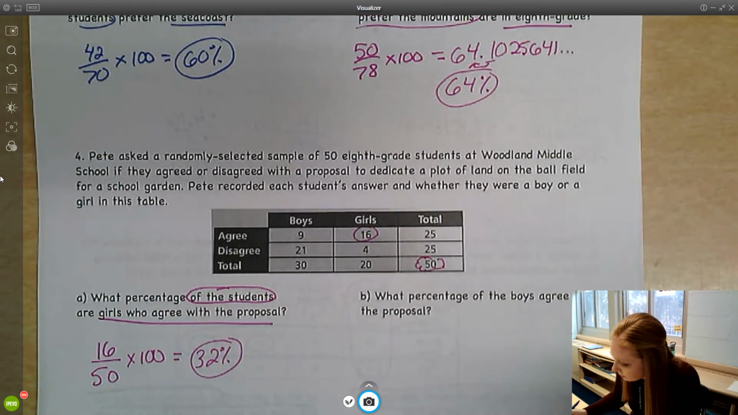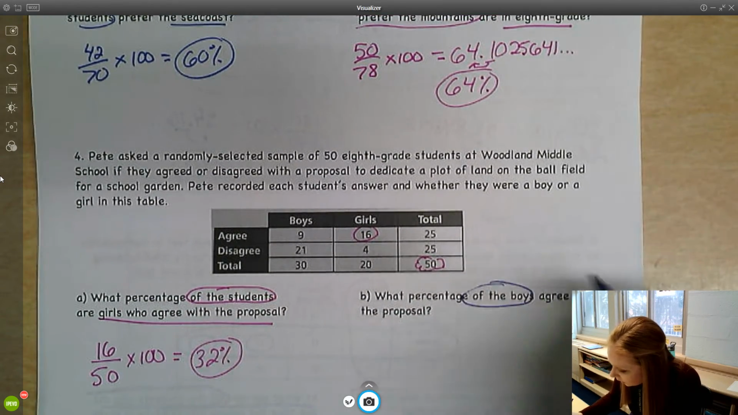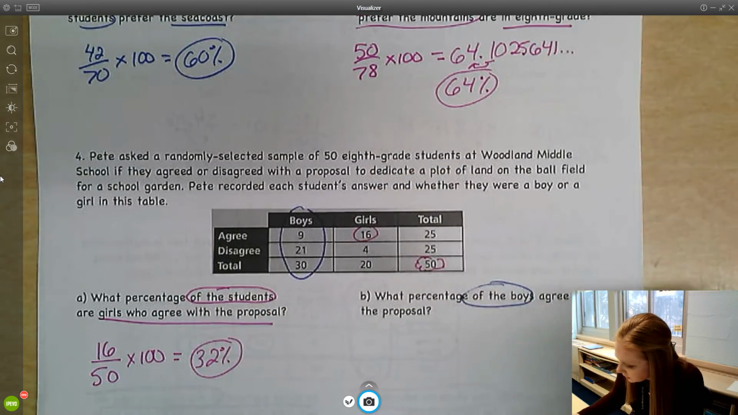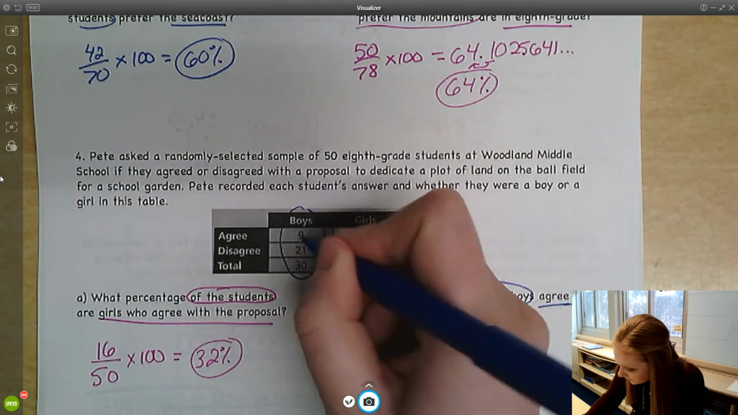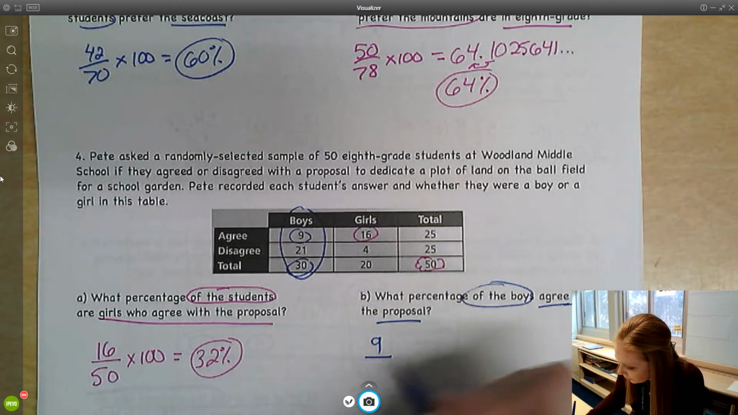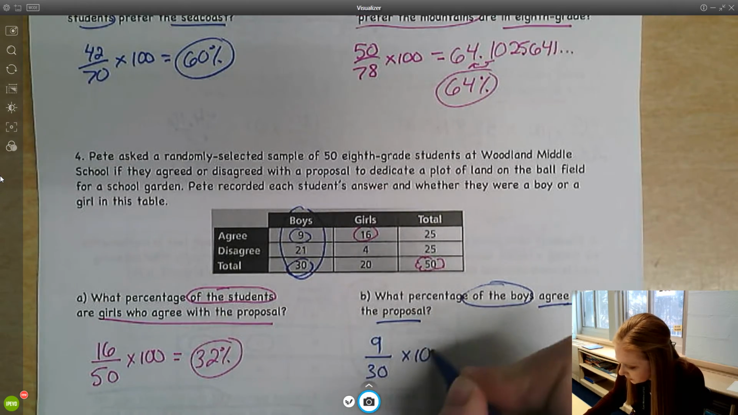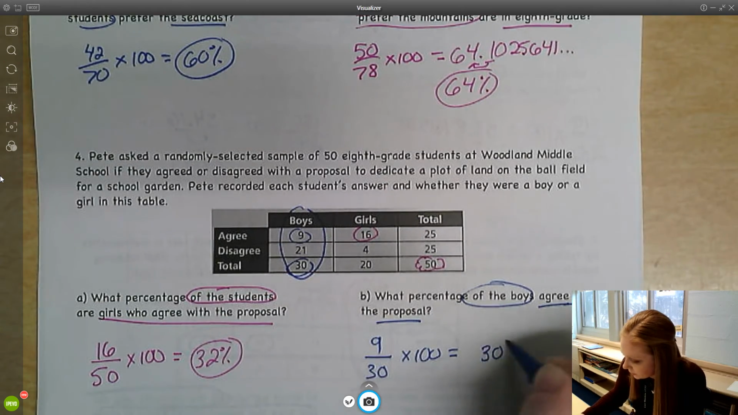What percentage of the boys, we have to look at all our boys, agree with the proposal? Boys who agree with the proposal, that would be 9 that agree out of the 30 total boys, which is going to give us 30%.